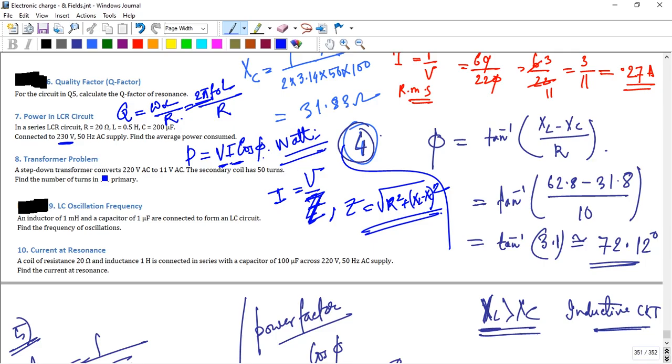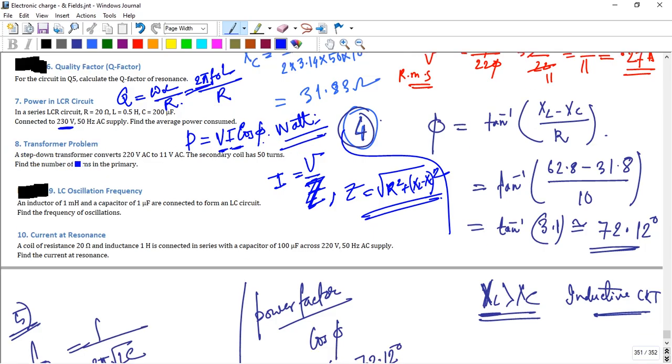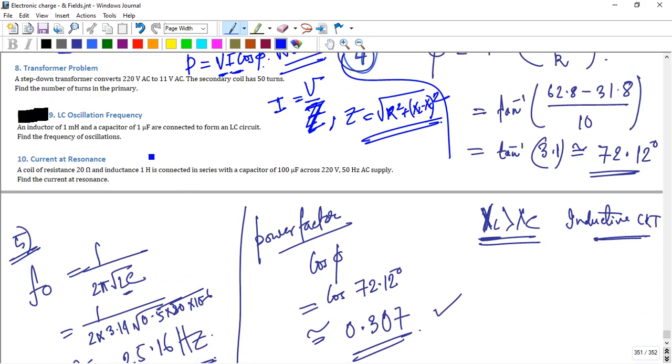Okay, number 8. In a step down transformer, convert 220 volt AC to 11 volt AC. The secondary coil has 50 turns. Find the number of turns in the primary. That's very important. So, question number 8. In a step down transformer, okay. So, keep in mind, these are step down transformers.